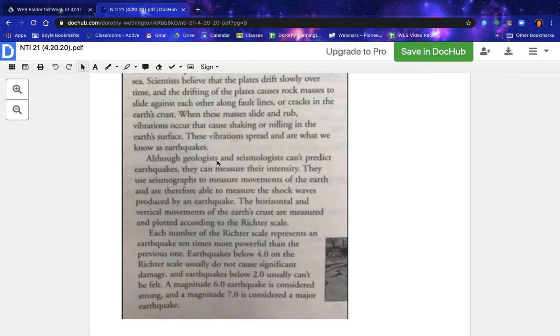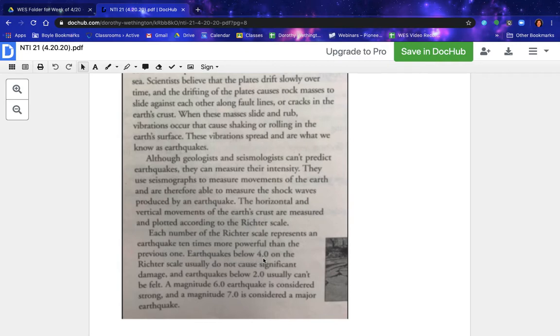Although geologists and seismologists can't predict earthquakes, they can measure their intensity. They use seismographs to measure movements of the Earth and are therefore able to measure the shock waves produced by an earthquake. The horizontal and vertical movements of the Earth's crust are measured and plotted according to the Richter scale. Each number of the Richter scale represents an earthquake 10 times more powerful than the previous one.